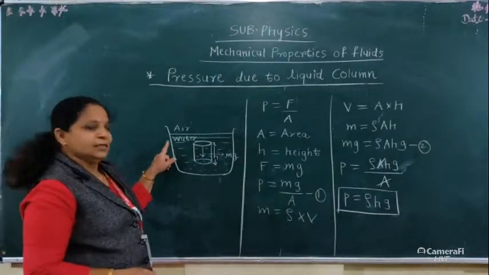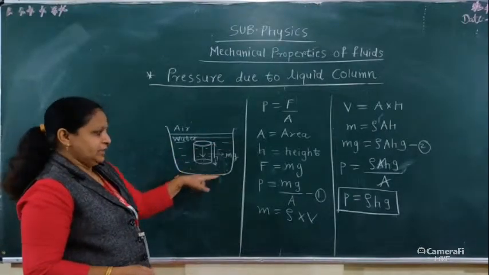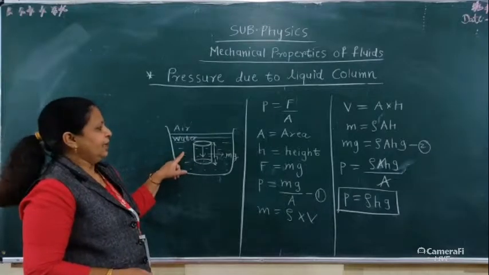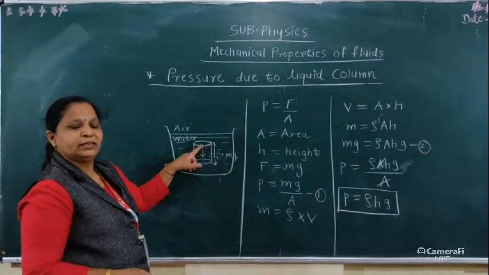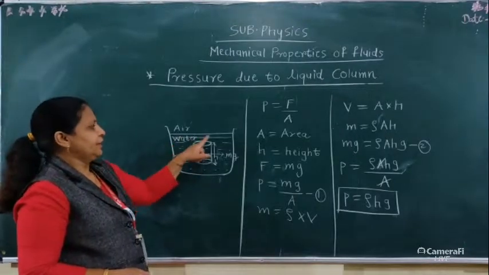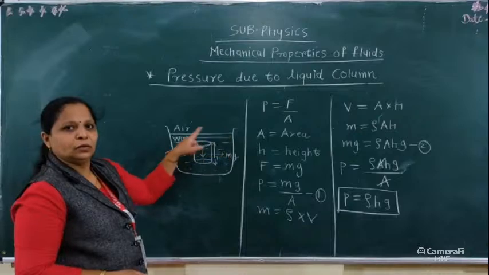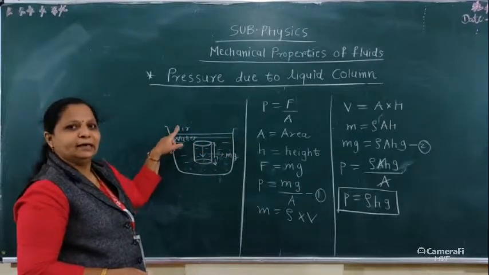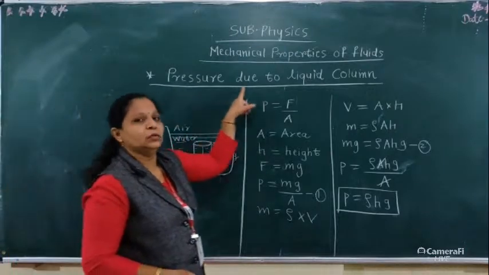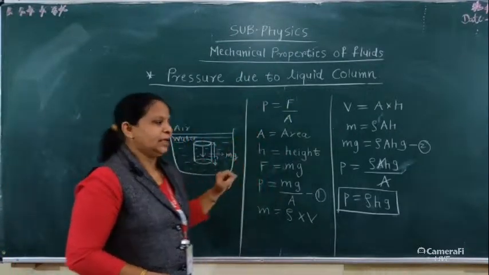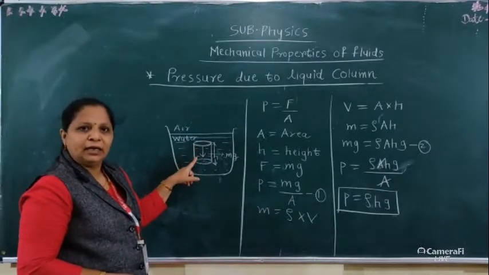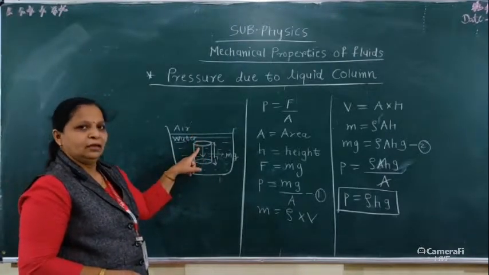Again, here we consider this vessel is filled with a liquid. Then the imaginary cylinder is placed in the liquid. There is a surface interfacing between two homogeneous media, means air and water. We want to calculate pressure due to liquid column. Liquid column means the imaginary cylinder which is filled with a liquid.